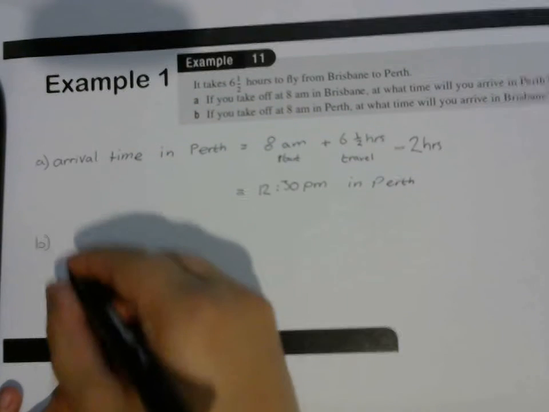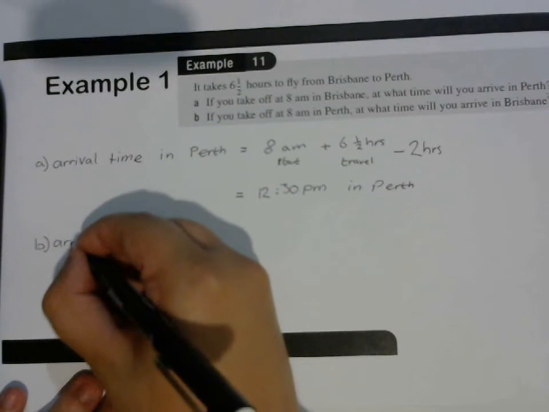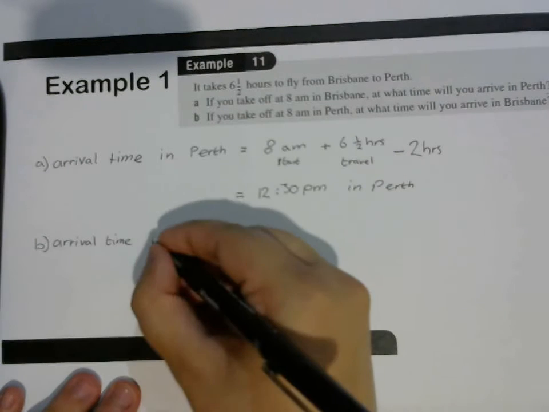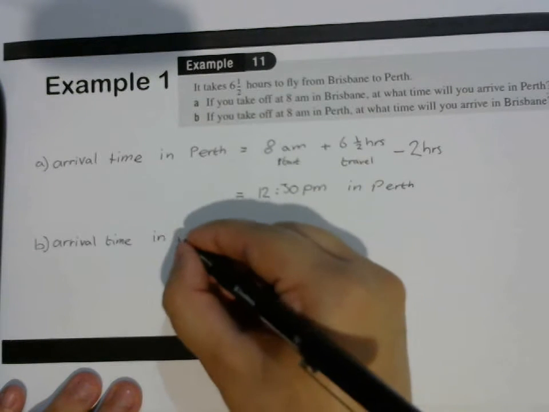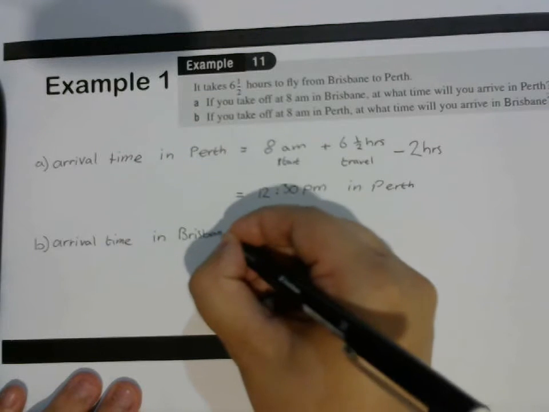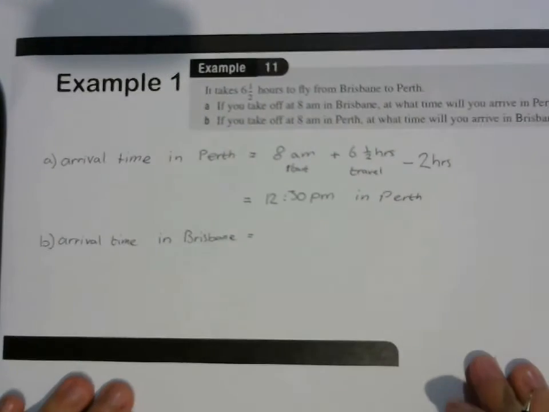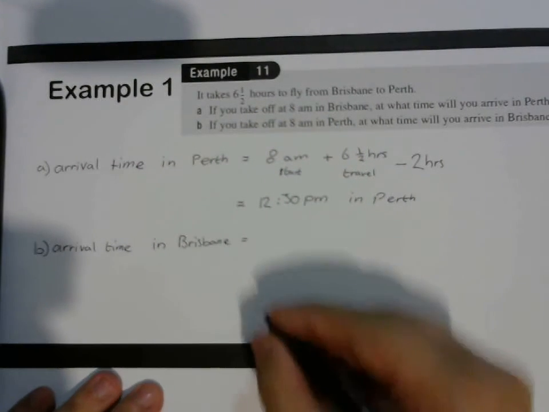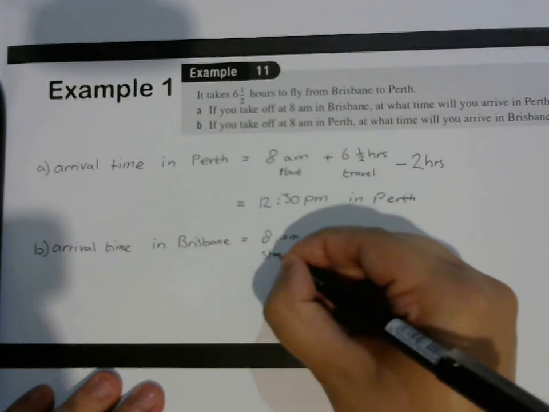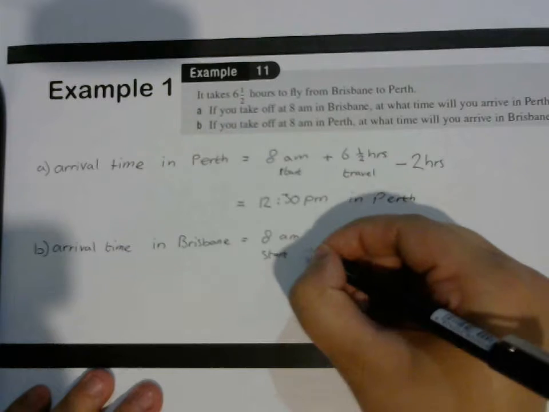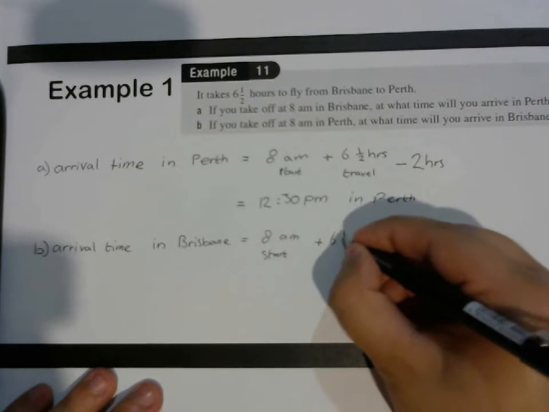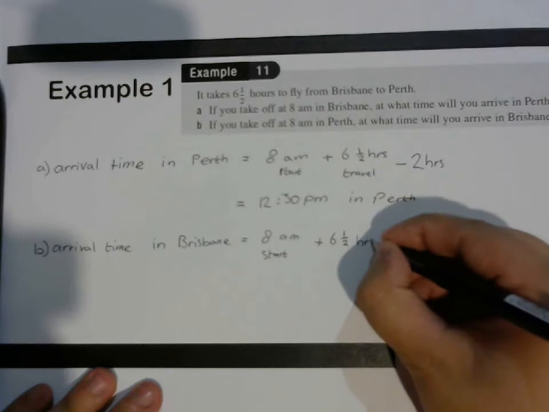B is almost identical, except we're traveling the other way. So we want to find the arrival time in Brisbane for this other flight that is traveling exactly the opposite way. Now again, we start at 8 AM, and it still takes us 6.5 hours to fly. So we're still going to add on 6.5 hours.